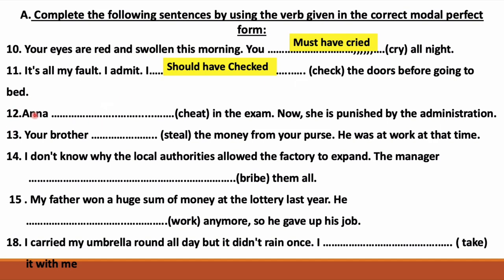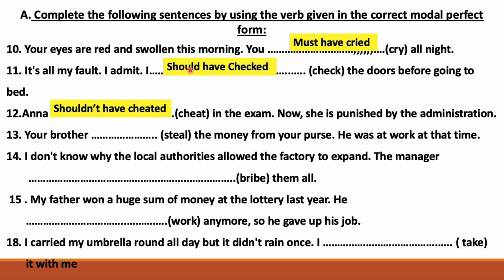12. Anna cheated in the exam. Now she is punished by the administration. So Anna shouldn't have cheated. Very good. Anna shouldn't have cheated in the exam, but she did. Unfortunately, she did, and it was wrong, and it was foolish of her to do so. That's why she is punished by the administration. Did she do the action here or not? Yes, she did the action.